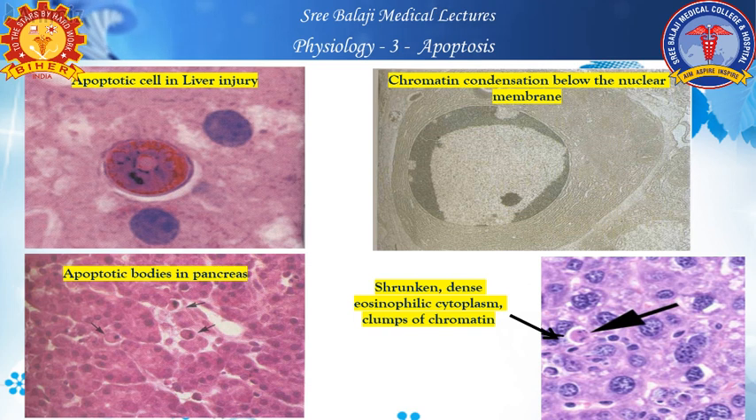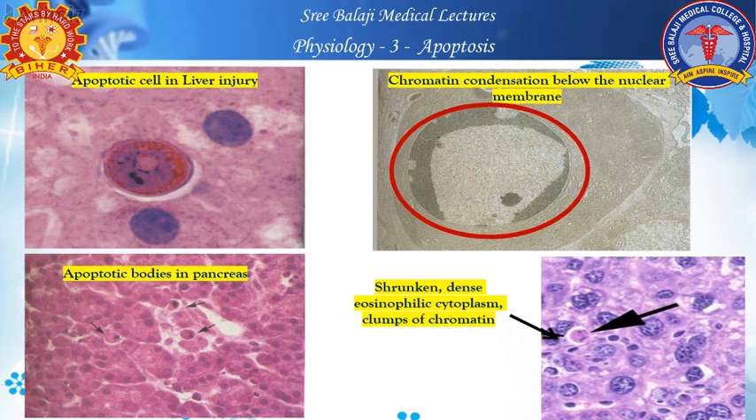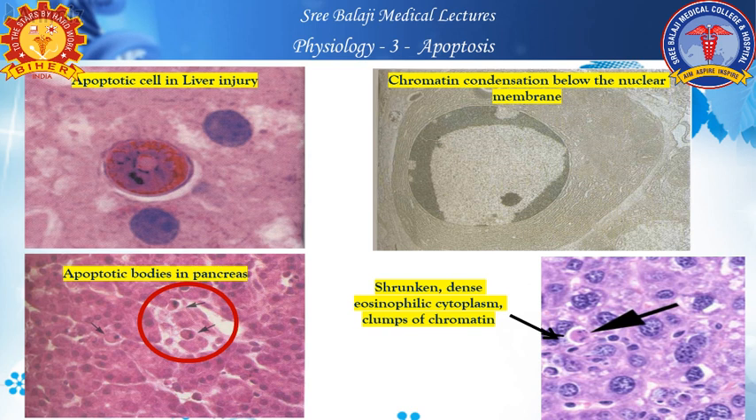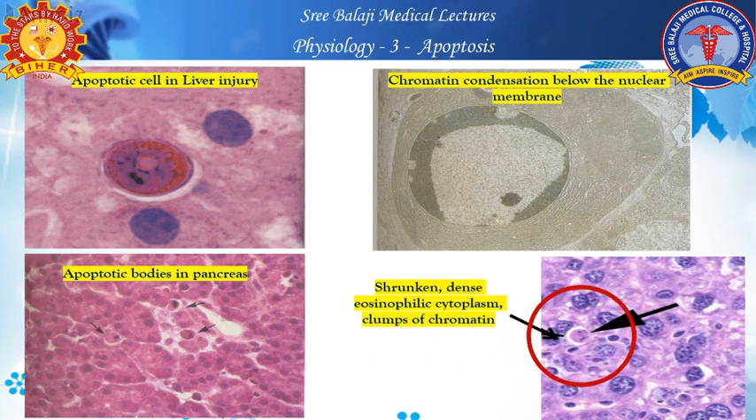These are the major histopathological slides in which you can observe apoptosis taking place in different systems of your body. The first one is the apoptotic cell in liver injury. The normal cell is available beside it, and the apoptotic cell is smaller. The second one shows chromatin condensation below the nuclear membrane. The third one is an impression of apoptotic bodies seen in pancreatic tissue. Soon after apoptosis, the cell starts to shrink and we can see dense eosinophilic cytoplasm, and the chromatin starts to condense to form clumps.